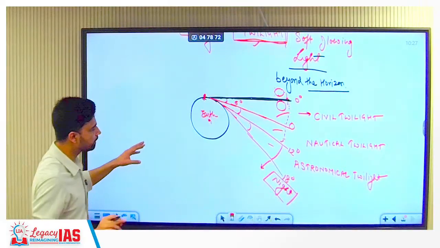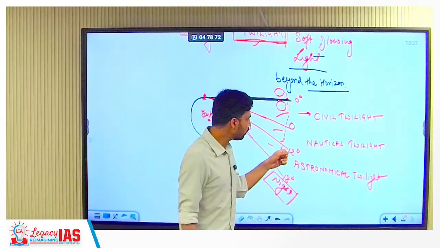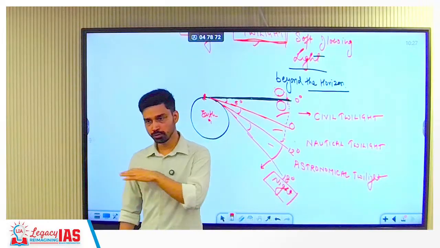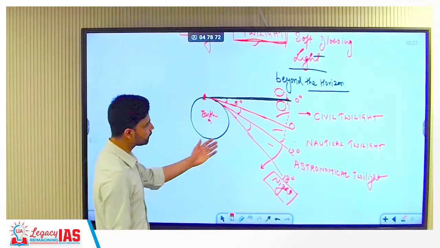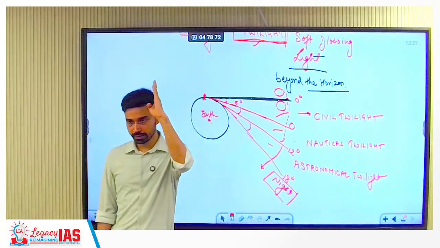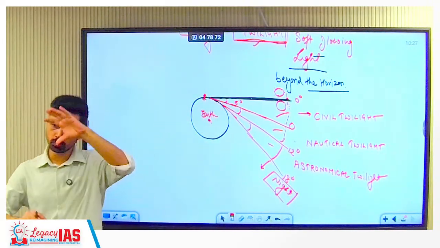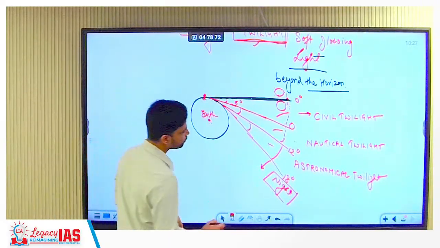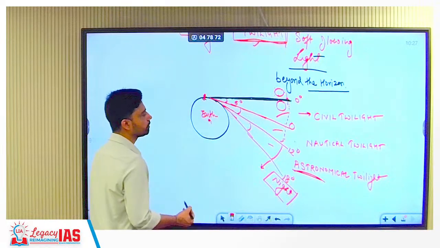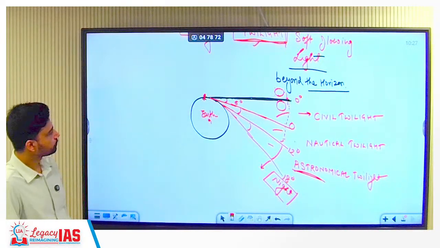Why astronomical? Same thing. If the sun is beyond 12 degrees, even in the sea you will not be able to see any light in the sky; it will be complete darkness. When can you see light? Only when you go up in the atmosphere. Then you will see some amount of light coming from the sun itself. That is why we call it astronomical, seen from the upper part of the atmosphere.